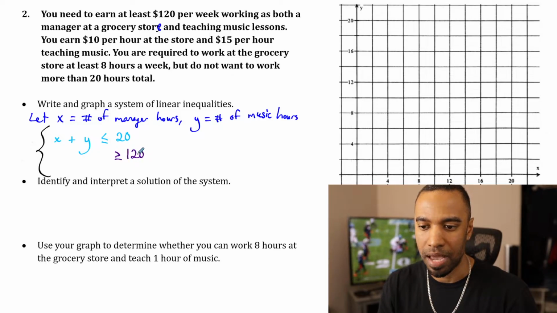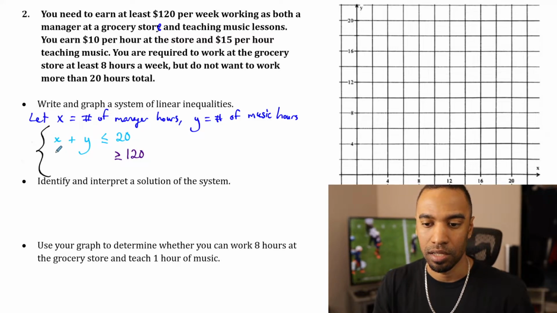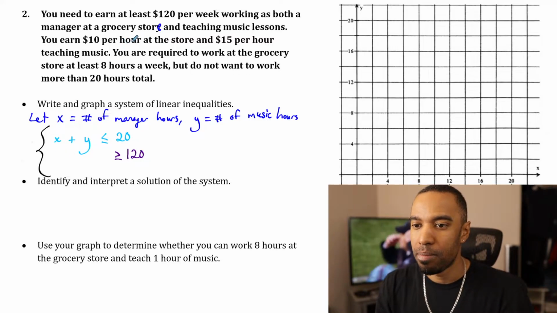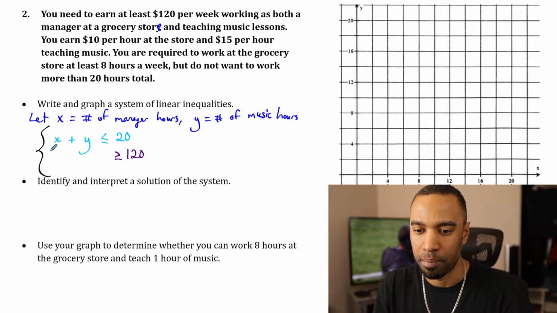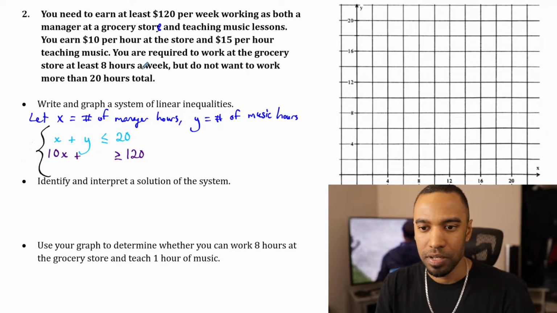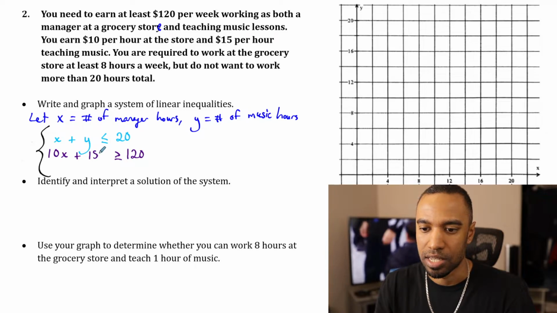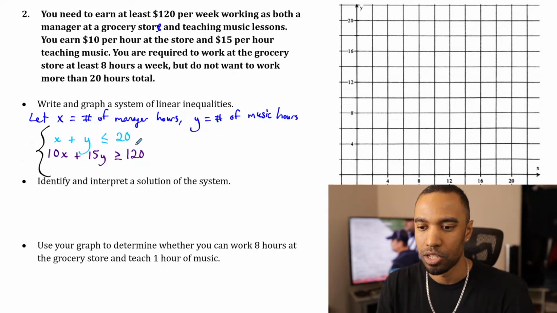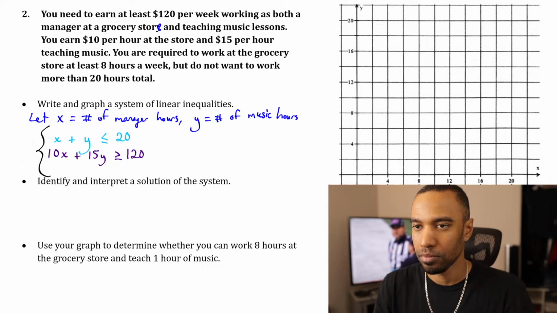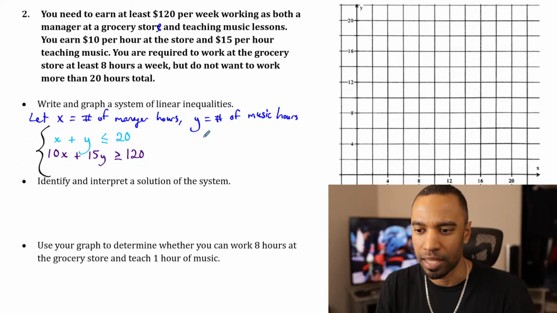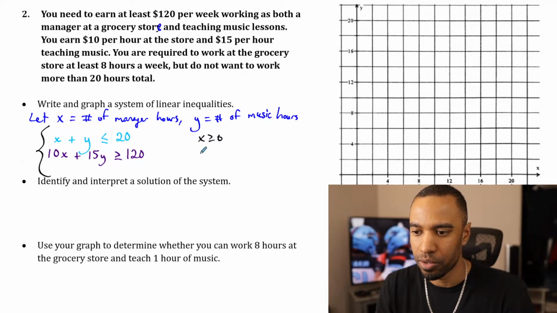And what we have to do is combine the amount of money made in the manager hours and the music hours. So we make $10 per hour at the store managing. $10 per hour times the number of hours gives us money made managing. And then plus $15 per hour teaching music times the number of hours there gives us how much money we make teaching music. It's greater than or equal to 120. All right, I talked about implied sets before, like X is greater than or equal to 0, Y is greater than or equal to 0, and those apply here.